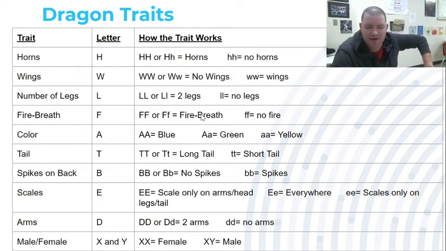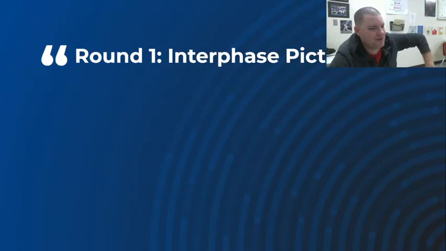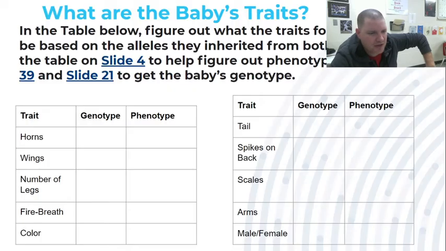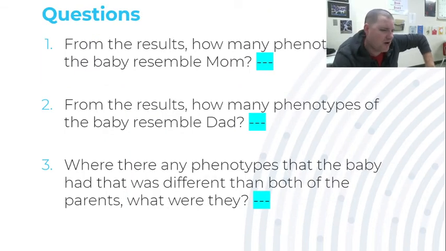traits. That's what they are. So that's that for that slide there, to get what the baby would be, what the phenotype is, and then there are 6 questions for you to answer.